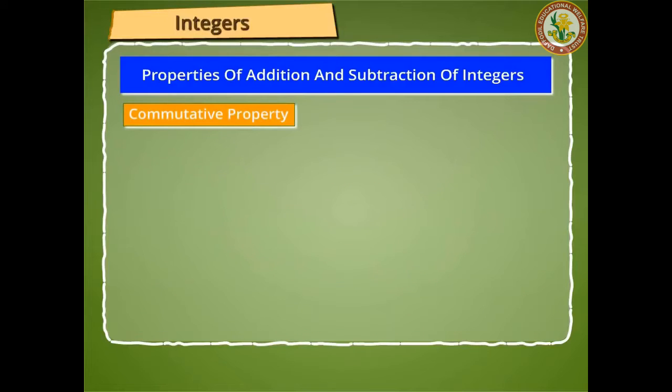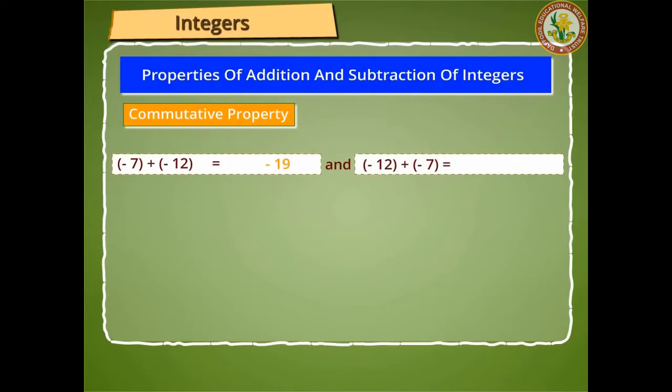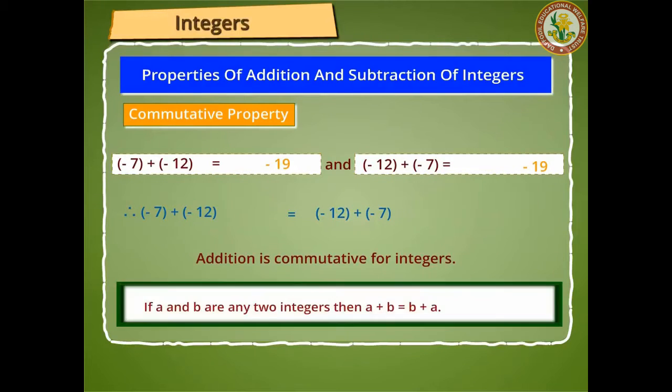Next property is commutative property. As we know that minus 7 plus minus 12 is equal to minus 19, and minus 12 plus minus 7 is equal to minus 19. Therefore, minus 7 plus minus 12 is equal to minus 12 plus minus 7. Thus, addition is commutative for integers. Hence, if a and b are any two integers, then a plus b is equal to b plus a.